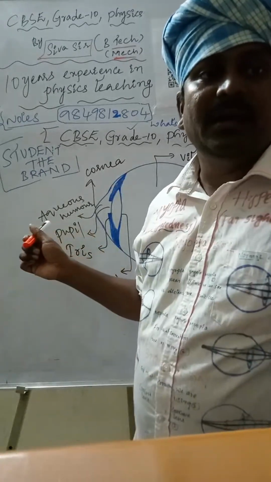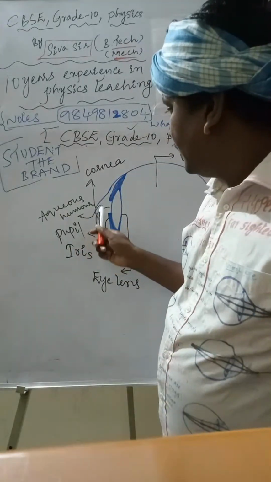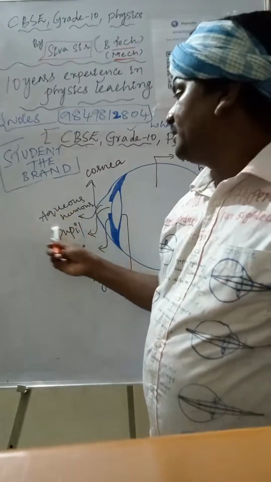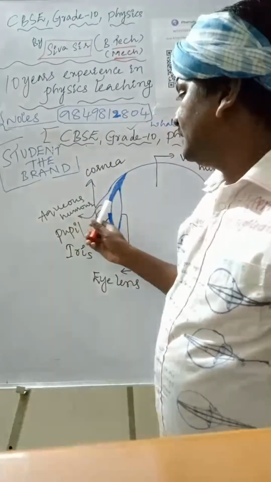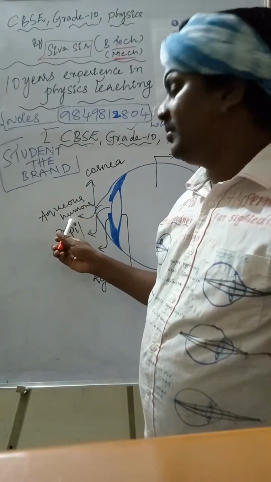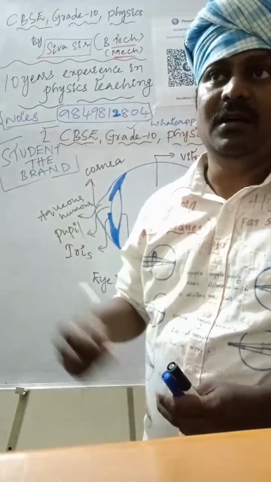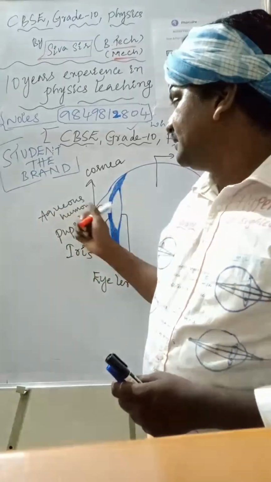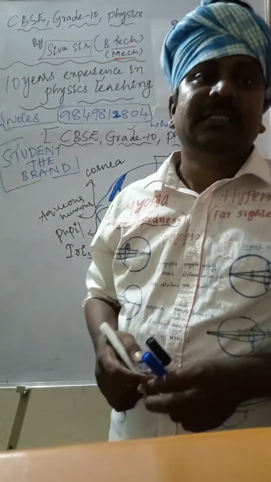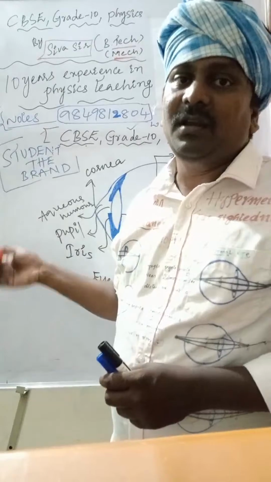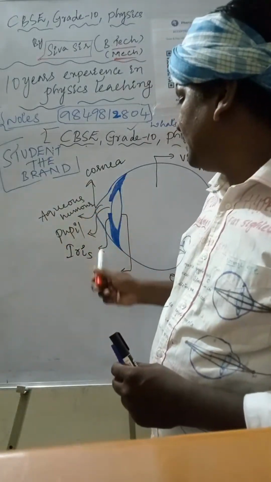And this is the aqueous humor. Aqueous humor, a jelly type liquid, is present between the cornea and the eyelids. Okay, so these are the ciliary iris.